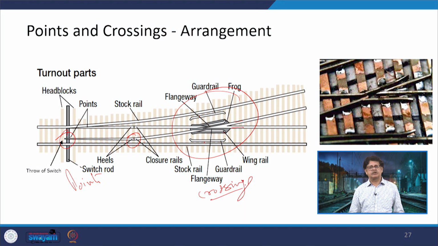So, with this we close our discussion now. We discussed the turnouts, we talked about the various components, we also talked about the important terminologies used on the turnouts, and then we discussed the points and crossings, and specifically there was some discussion with respect to the tongue rail and the provisions and arrangements of the points and crossings.